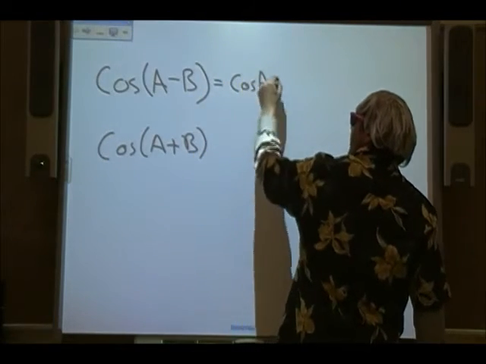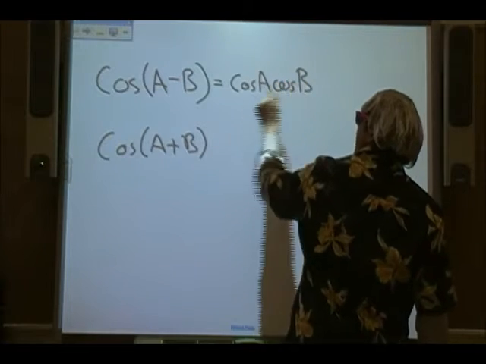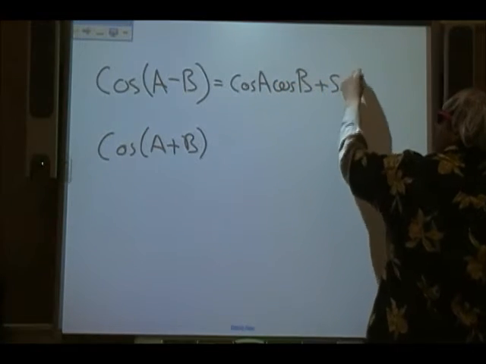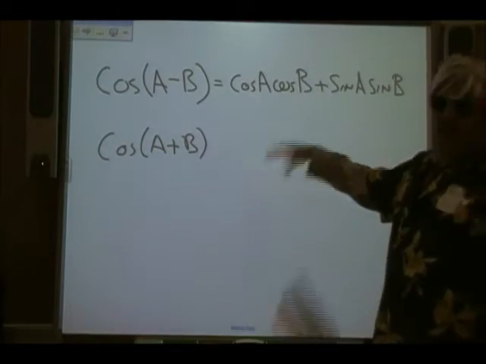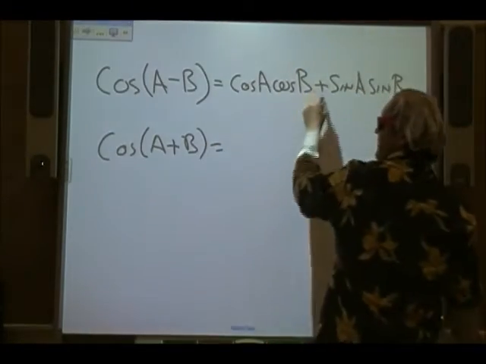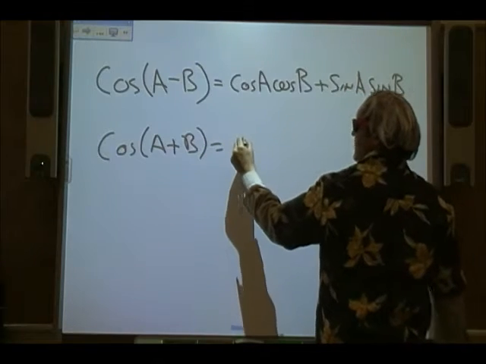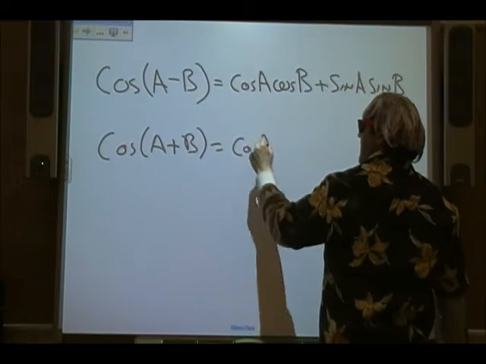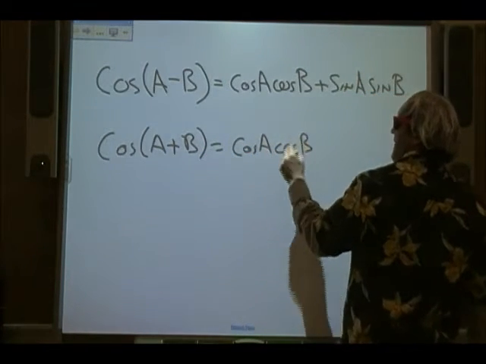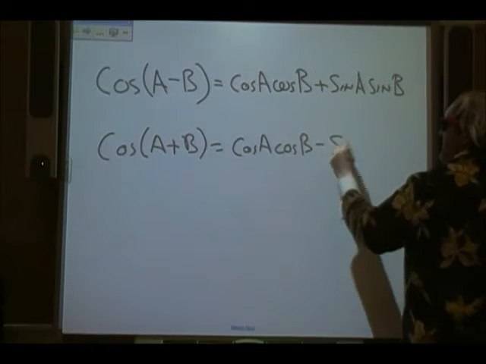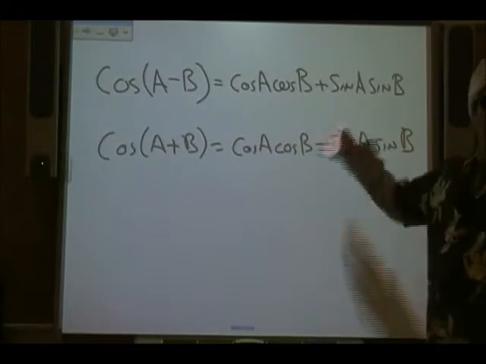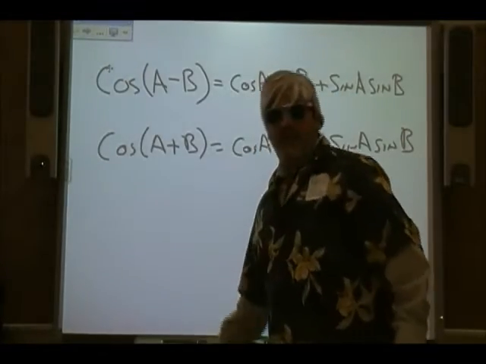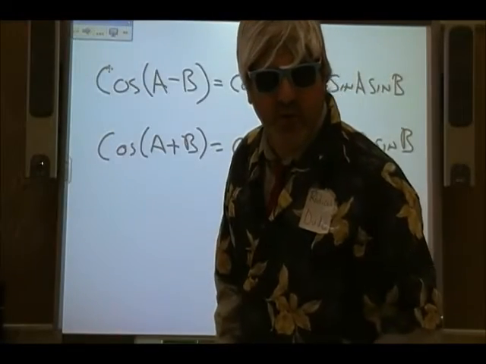It's cosine A, cosine B, and then the opposite, you got sine A, sine B. And this one is the exact same, but the sign changes. So we do cosine A, cosine B, and then this becomes minus, and then sine A, sine B. Where did that come from? That's what I'm going to try to work out.